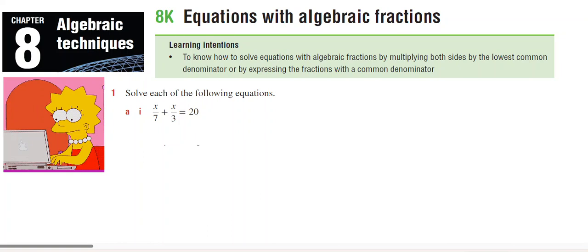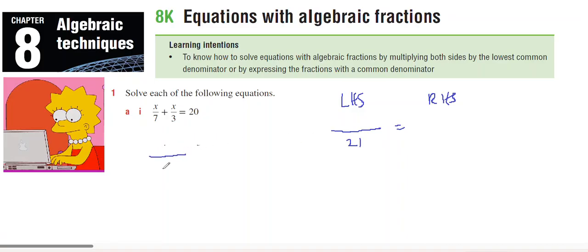Okay, so this is 8K, which is solving equations involving algebraic fractions, where we're going to do all the things that we've learned in Chapter 8 regarding factorisation or getting lowest common denominators. So in 1A, for an example, x on 7 plus x on 3 equals 20. I'd like to work with my left-hand side to get it as a common denominator of 21 equals the right-hand side first, and then I'll do backtracking or inverse operations to get x all by itself.